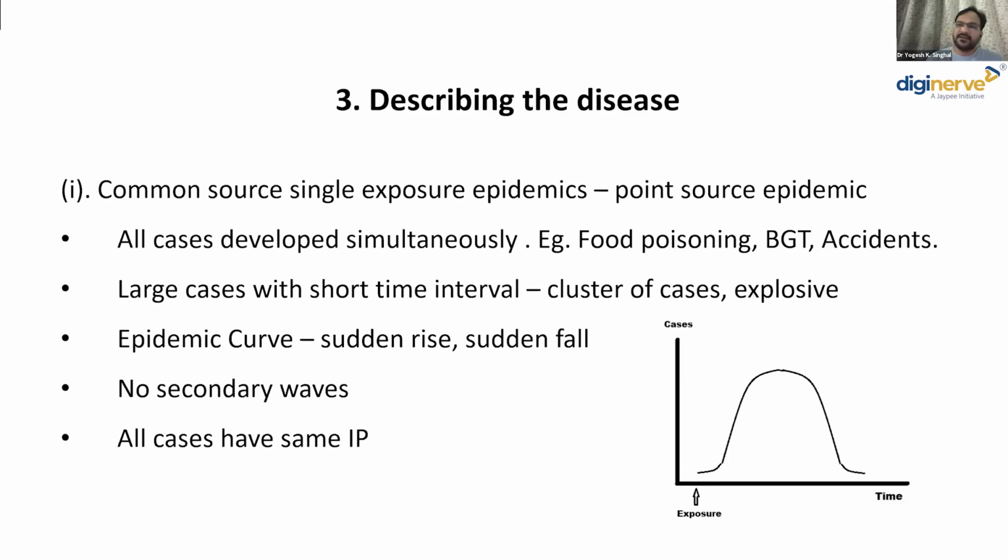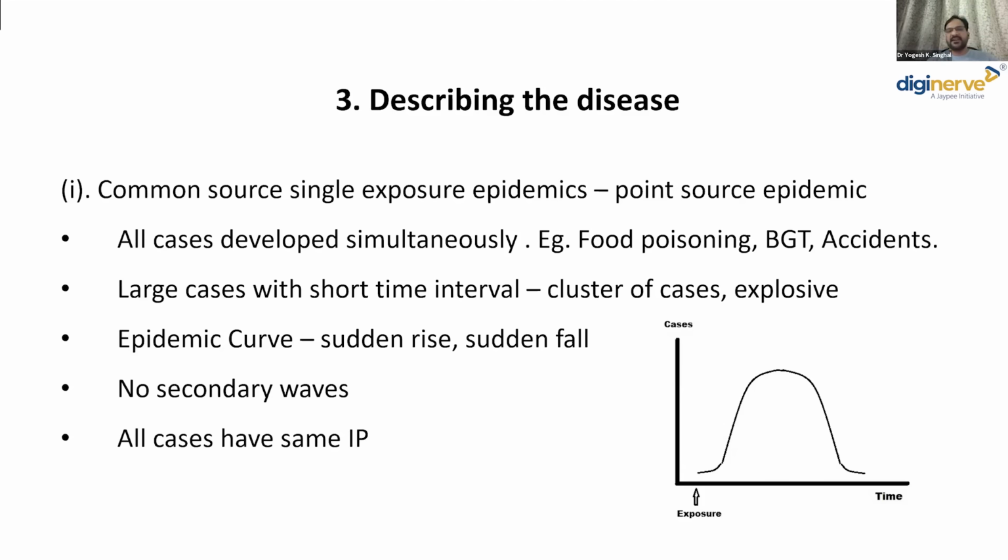So what will happen in a bomb blast, or what happened in the Bhopal gas tragedy? There is a sudden surge of cases and a sudden fall. So the epidemic curve will be like this. Here you see the graph: the exposure is in the beginning, and there is a sudden surge of cases and a sudden fall of the cases. This happens in the common source single exposure epidemic, which is also called a point source epidemic. Examples will be accidents, food poisoning or the Bhopal gas tragedy.